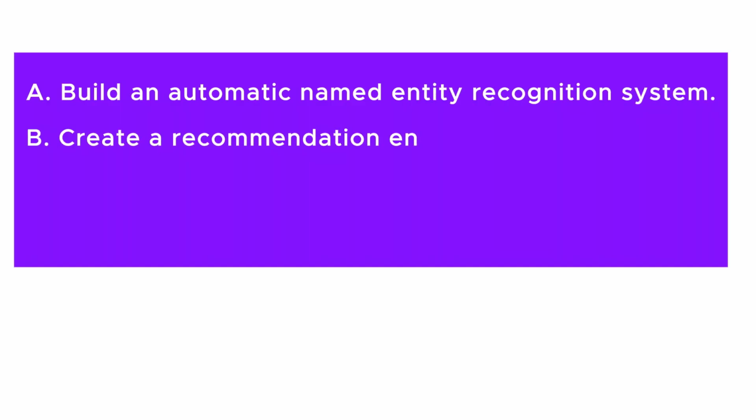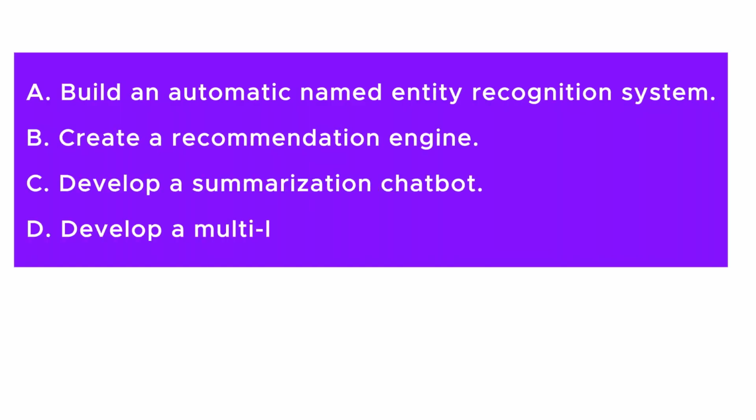A. Build an automatic named entity recognition system. B. Create a recommendation engine. C. Develop a summarization chatbot. D. Develop a multi-language translation system. Correct answer is C. Develop a summarization chatbot.